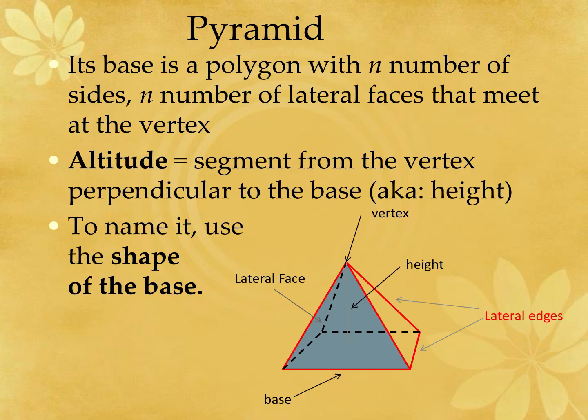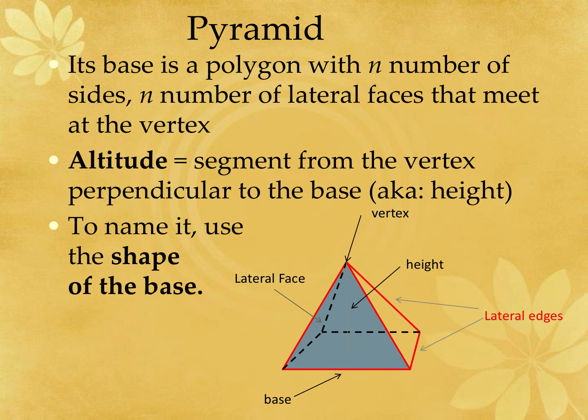Things we have to know about pyramids. Its base is a polygon with n number of sides, the n number of lateral faces that meet the vertex. So looking at my base has a specific number of sides. Here are my sides of my bases.